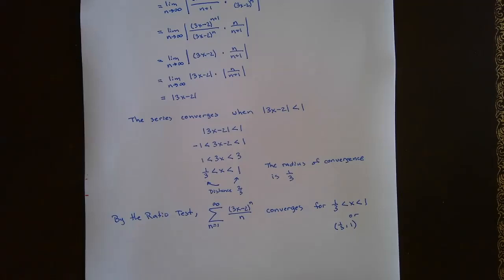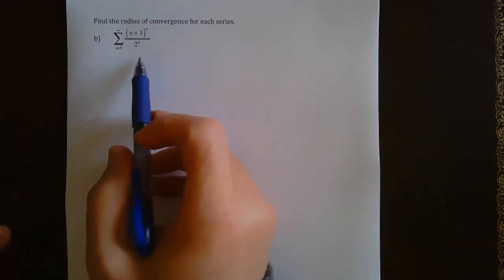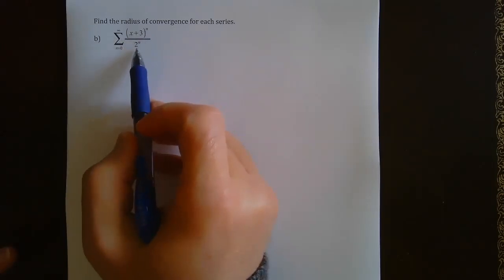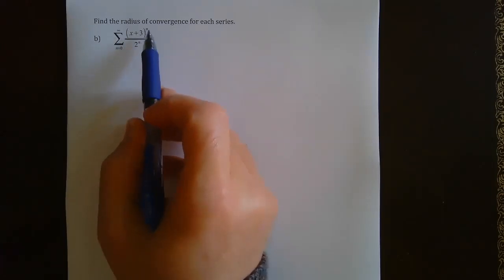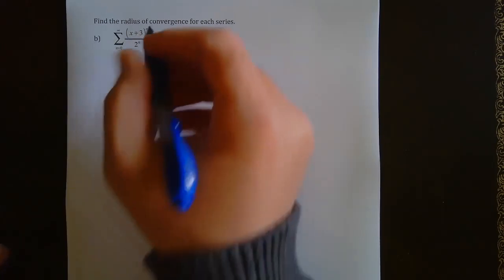I want to look at another one where we're finding the radius of convergence and just look at what test we use to go about doing these. So next one. Looking at this one, again, find the radius of convergence for the series, n equals 0 to infinity of x plus 3 to the n over 2 to the n. Now, there's a giveaway here. We're raising the numerator to the n power and also the denominator to the n power.